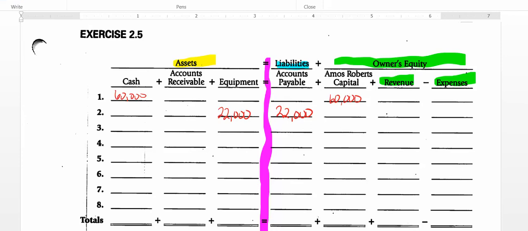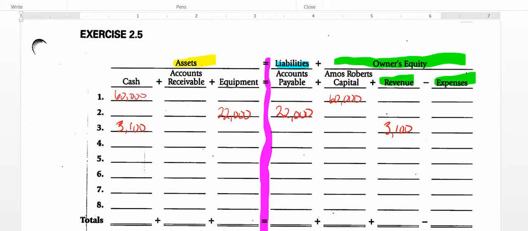Okay, transaction number 3, performed services for $3,100 in cash. What kind of business is this? Let's see, a copy business. So we did copies for a client, and they gave us cash. So we would be adding $3,100 in cash, and when you perform a service as part of your business, that's revenue. So $3,100 in revenue.